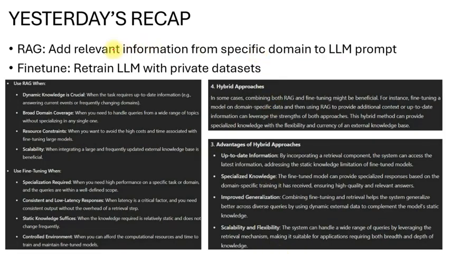And we also discussed how to implement RAG and how to fine-tune the LLM. RAG, in short, means that we add relevant information from a specific domain to the LLM prompt. Thanks to the search engine, we can find relevant information and add it to the prompt. But if our project is too specific, so special that the LLM has never seen it before, then we can consider fine-tuning the model. Fine-tuning means that we retrain the LLM with our private dataset.